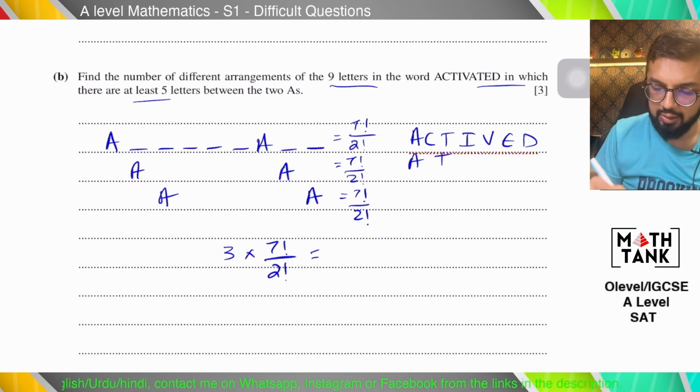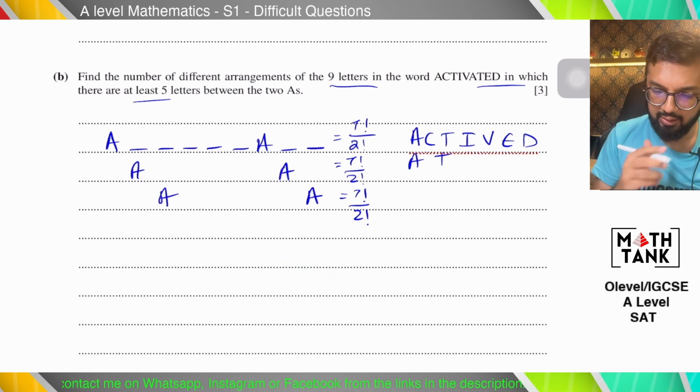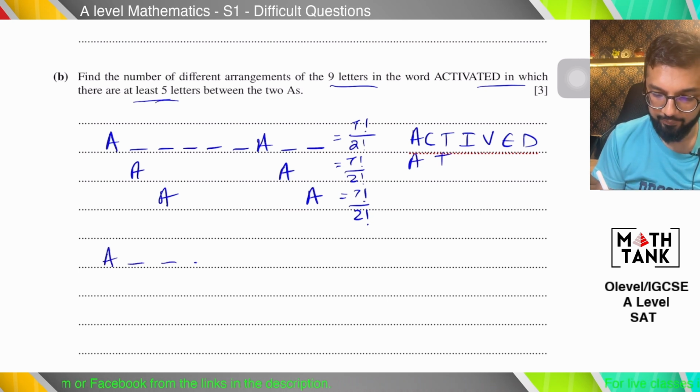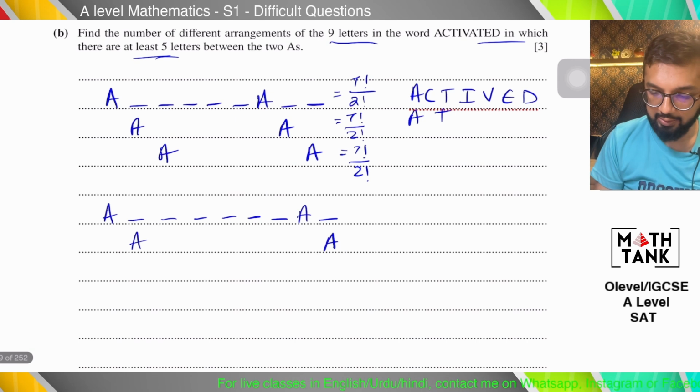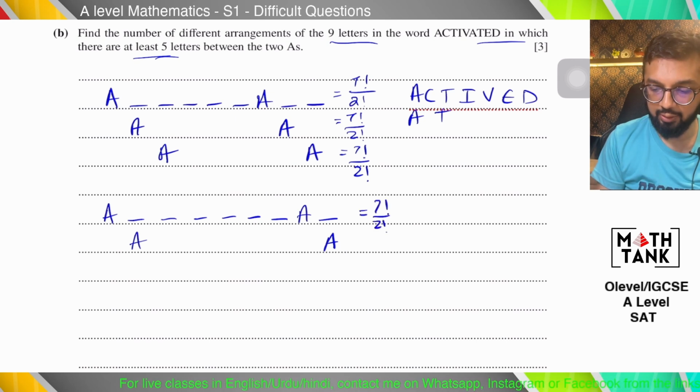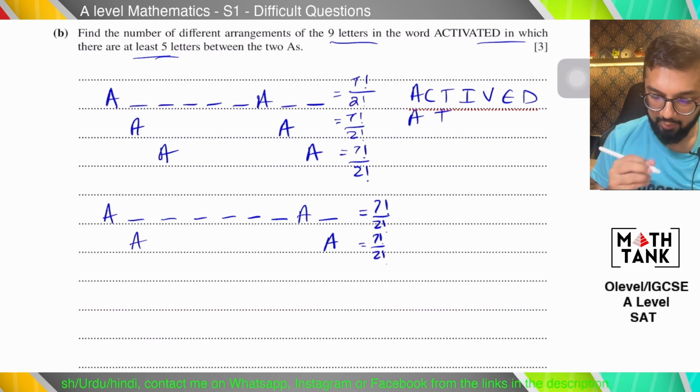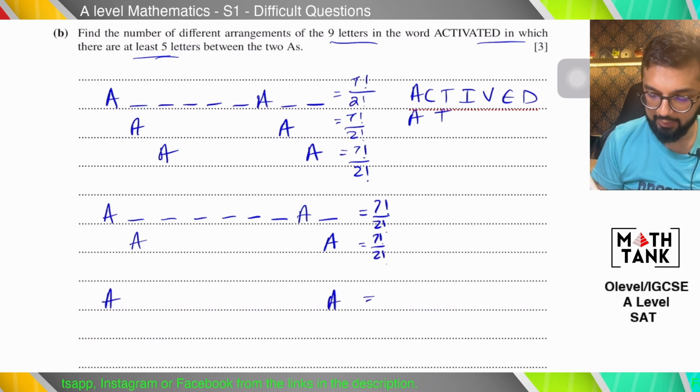Oh, it says at least 5 letters. So I could have more cases. 6 letters. Okay, so there are 2 cases for that. That's again 7 factorial over 2 factorial. Or I could have this last case.